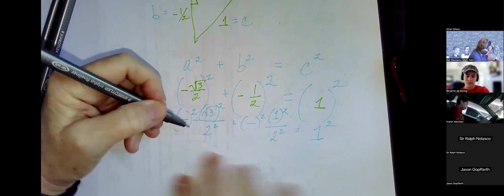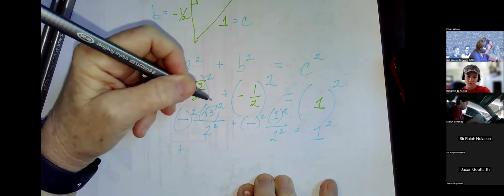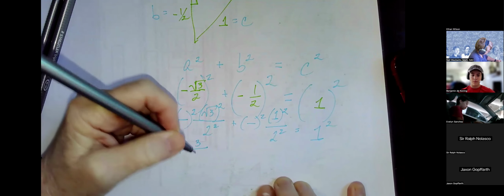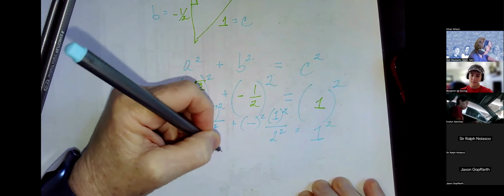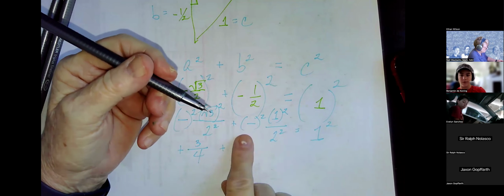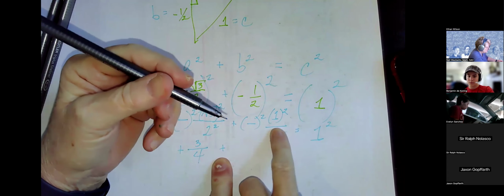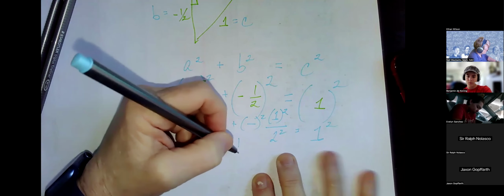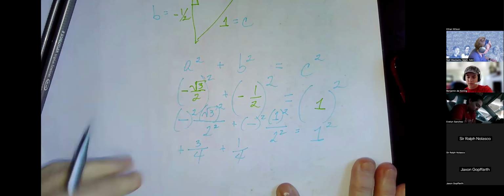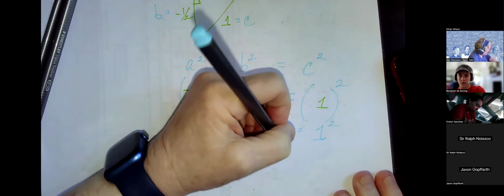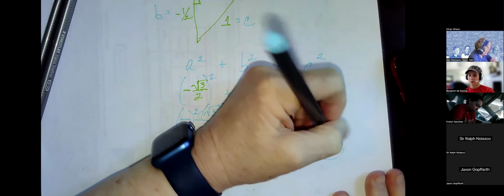So we've got positive, and square root of 3 squared is just 3. 2 squared is 4. Beautiful. This negative squared is positive, plus this 1 squared is just 1, and 2 squared is 4. And 3/4 plus 1/4 is 1. Yay.